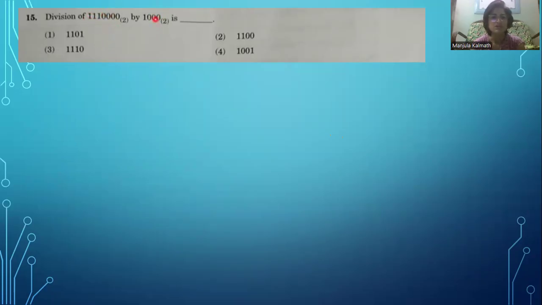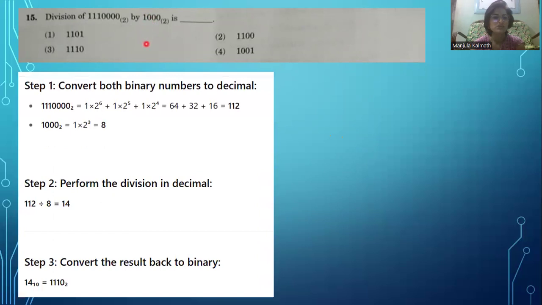Then the next one, here we have 0, 1, 2, 3, 4. 2 raised to 4 means 16. So here we have 4. That 0, 1, 2, 3: 2 raised to 3 will be 8. So here we have 112 as the first number after converting into decimal.